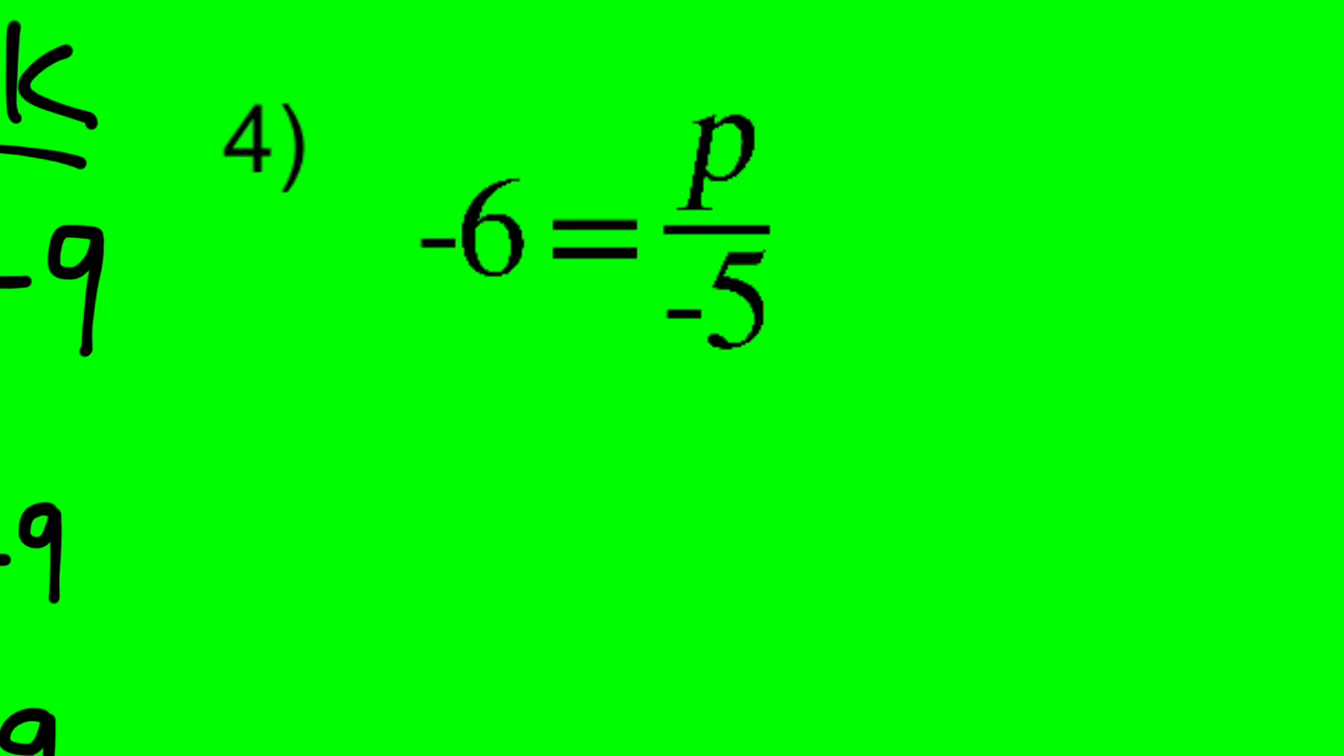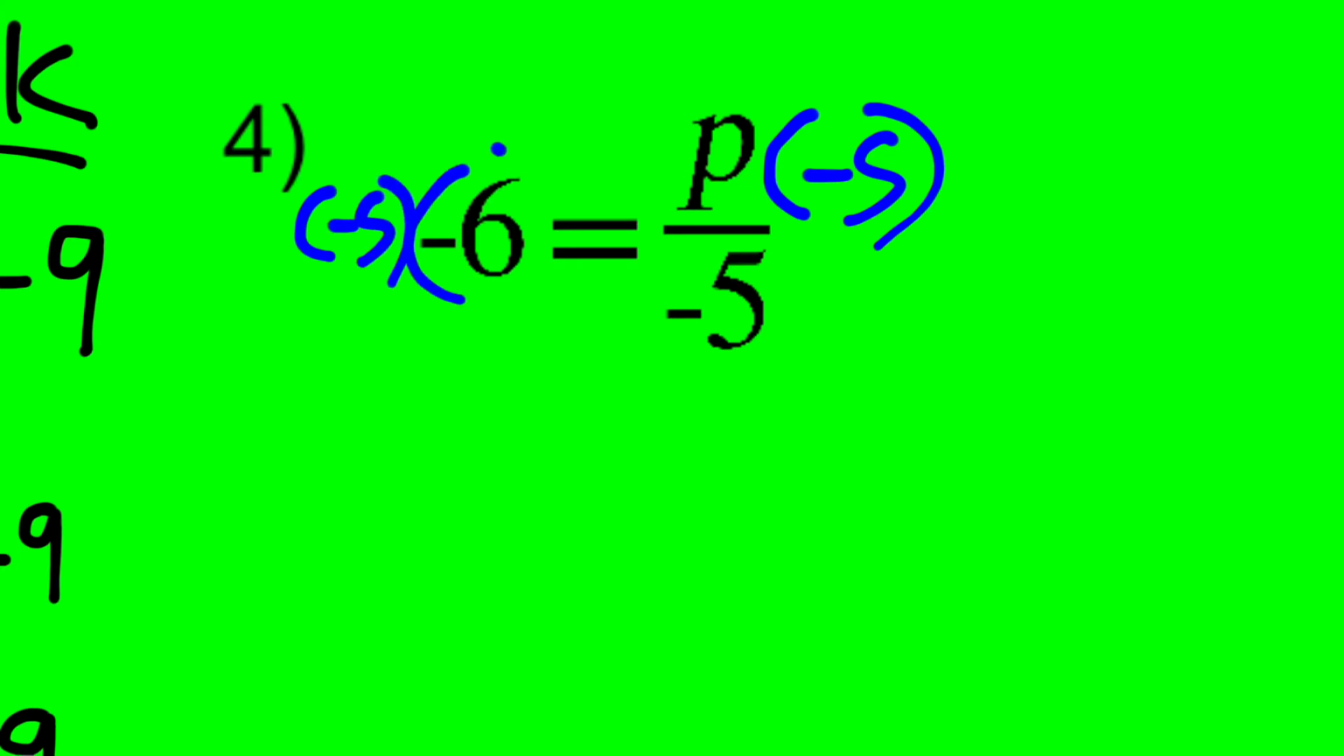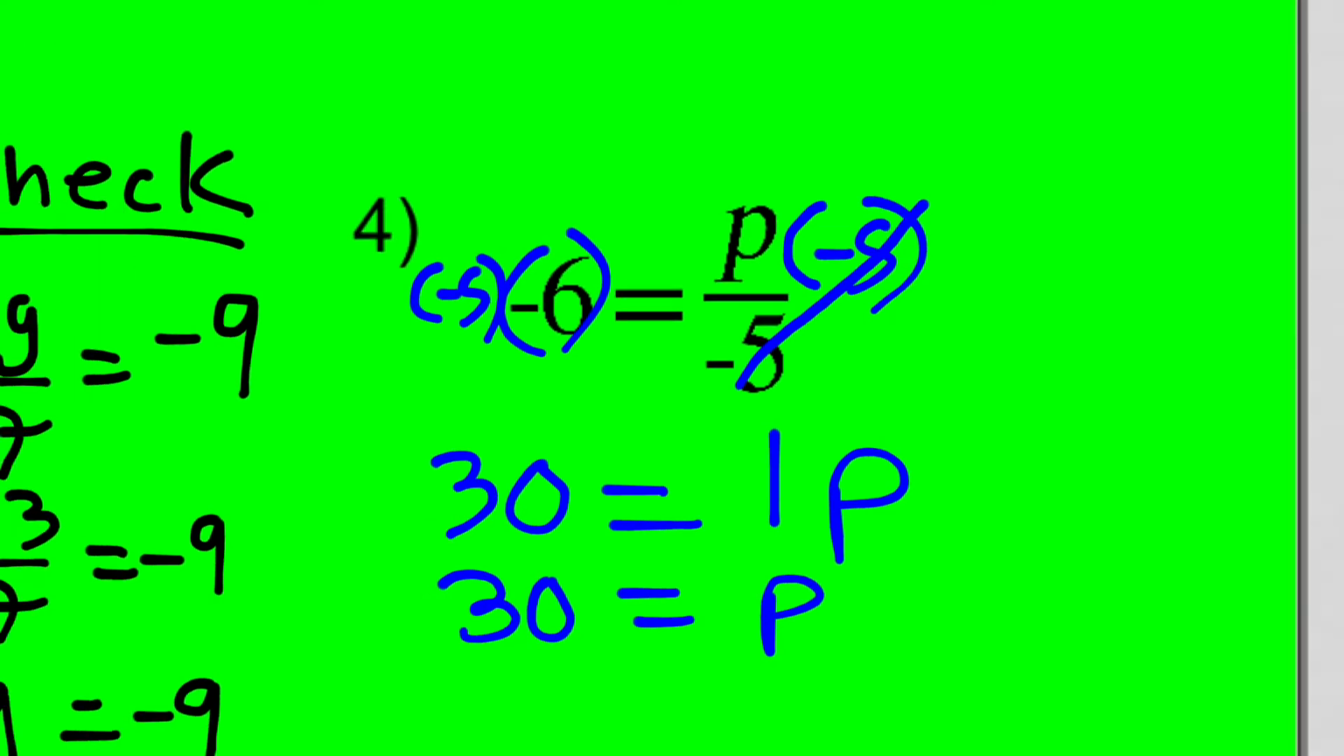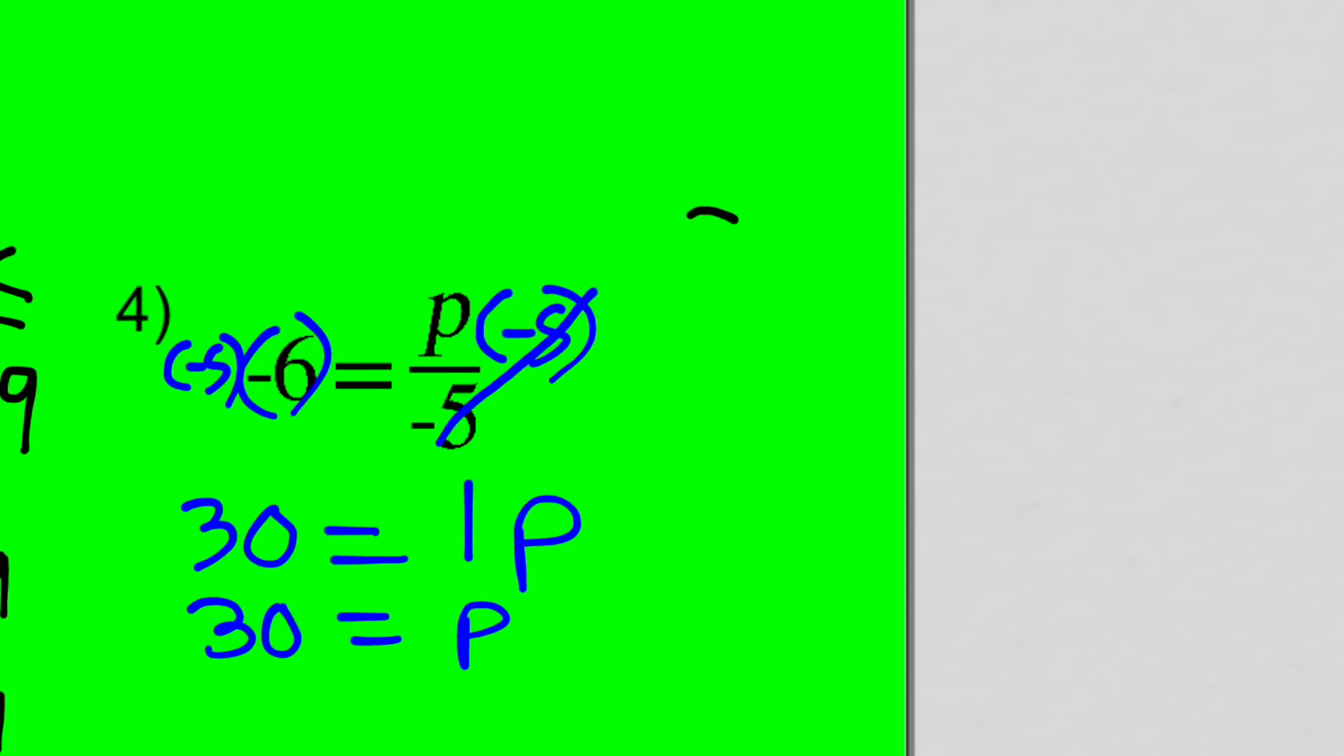Okay, let's check this one out. The variable's on the other side of the equal sign. I want to show the value of 1p. I want p divided by negative 5 to turn into positive 1p. So I do that by multiplying by negative 5. And do the same thing to the other side. Make sure you show the parentheses so you know that's multiply. Negative 5 times negative 6 is positive 30. Negative 5 divided by negative 5 is positive 1p. And that's the same as saying p. The check.